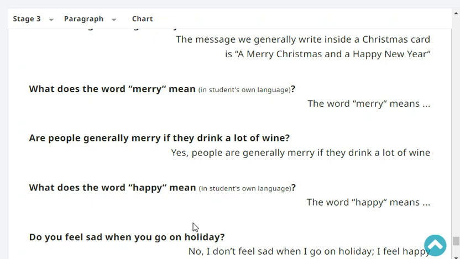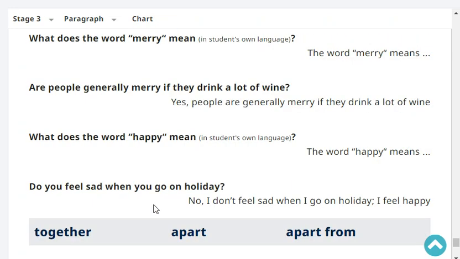What does the word happy mean in Japanese? The word happy means 幸せ in Japanese. Very good.